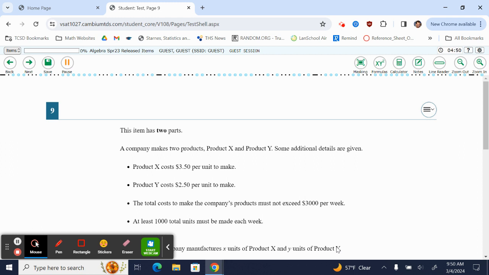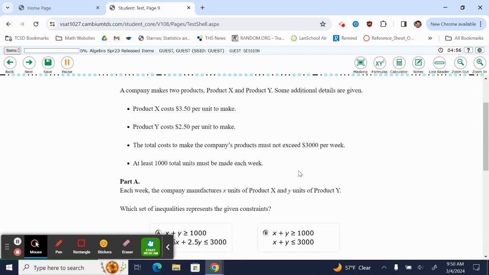So product X costs $3.50 per unit to make. When you see that word per, think of multiplication, right? So right off the bat, I'm thinking that 350 is going to go next to a letter, potentially X, but we'll see. Product Y costs $2.50 per unit to make. So again, multiplication. The total cost to make the company's products must not exceed $3,000 per week, and at least 1,000 total units must be made each week.